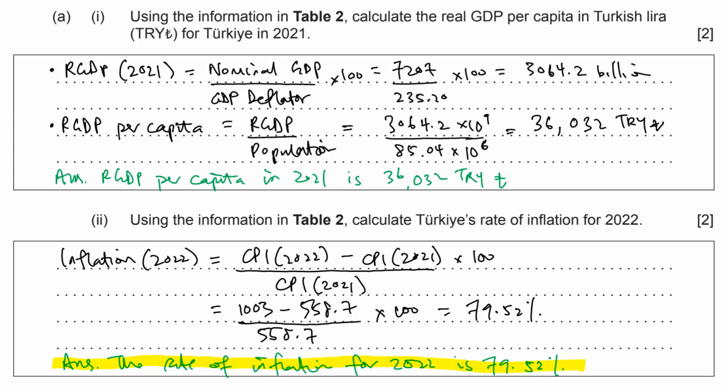So it's a 2-marker. You probably get 1 mark for correctly identifying the equation, and another mark for actually doing the calculation itself. Okay, so that's part 2 done. Let's move on to the next bit.